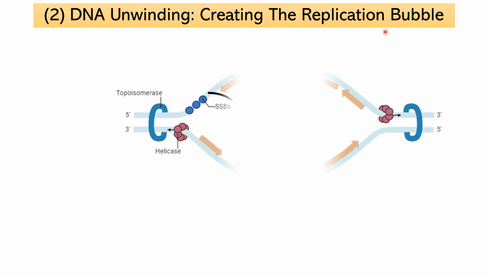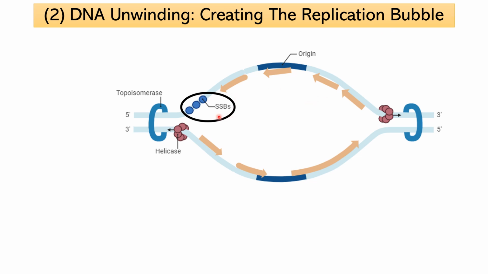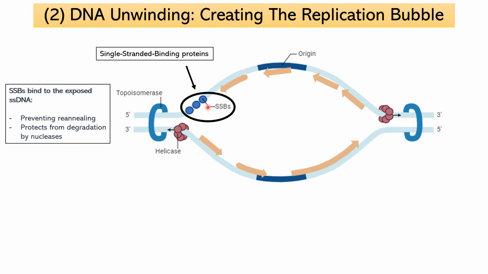Now we're going to have a look at another component that is present within the replication bubble, and it has a very important role. As we can see, this is the replication bubble, and we have here three proteins, and these proteins are called the SSB, or the single-stranded binding proteins. So what is the role of these proteins, and why do they bind to the replication bubble? The main function of these proteins is that they bind to the single-stranded DNA. As we can see here, the DNA is double-stranded. However, within the replication bubble, the DNA is single-stranded because these two are separated from each other.